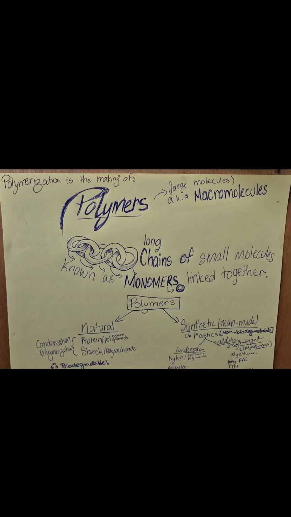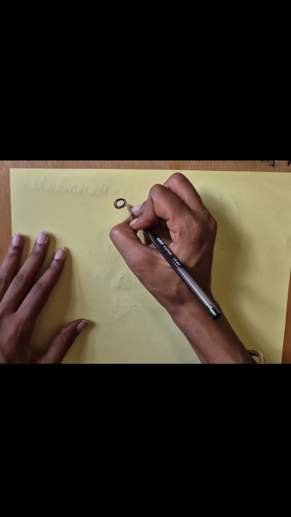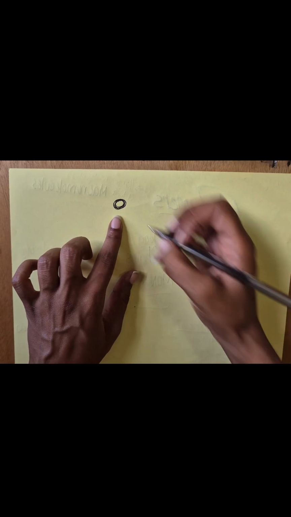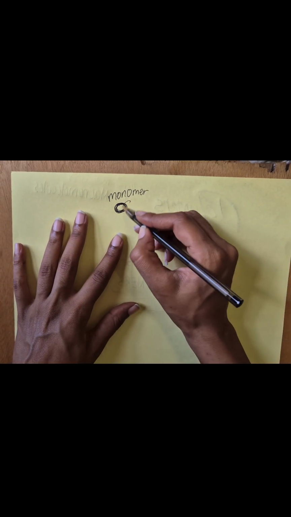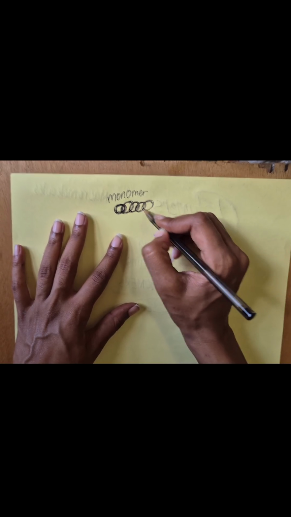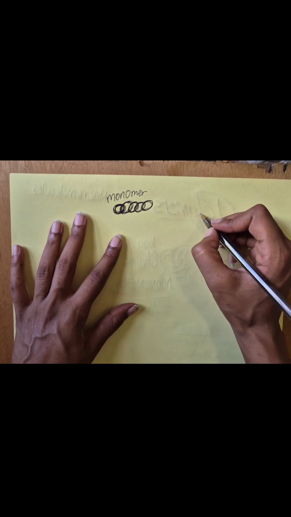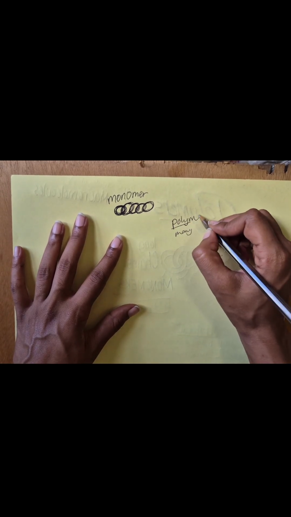Polymerization is really the making of polymers. Polymerization is going to be the linking together of smaller molecules. So let's say we have this small molecule here called a monomer, because it's just one small thing. So we have a monomer, and if we link a bunch of these monomers together into a chain, then we have a polymer, because it's poly, many monomers.